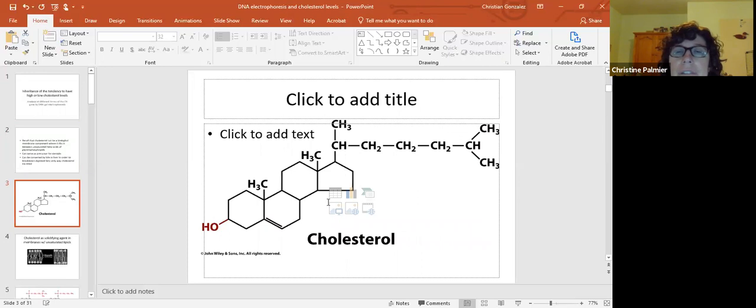Here's a picture of cholesterol. Unfortunately I could not do the slideshow. The computer wasn't responding, but this is a picture of cholesterol here, where its rings will fit between unsaturated fatty acids within glycerol phospholipids or sphingolipids.